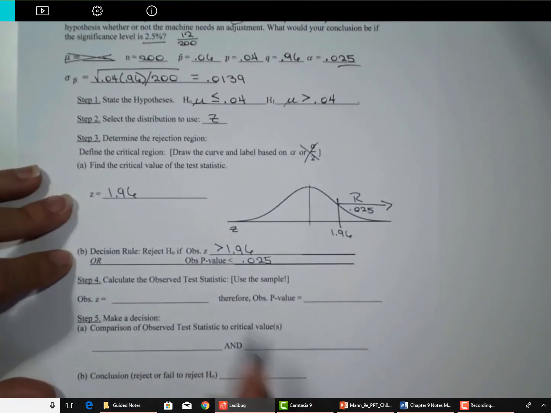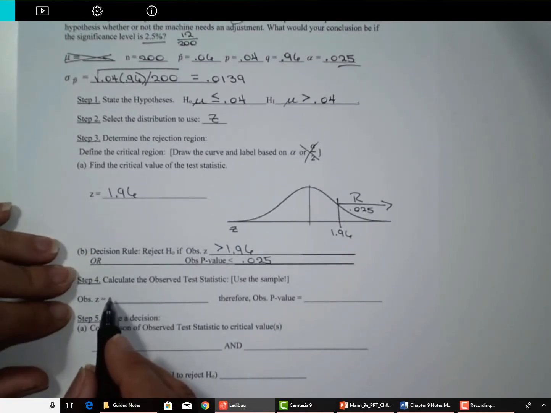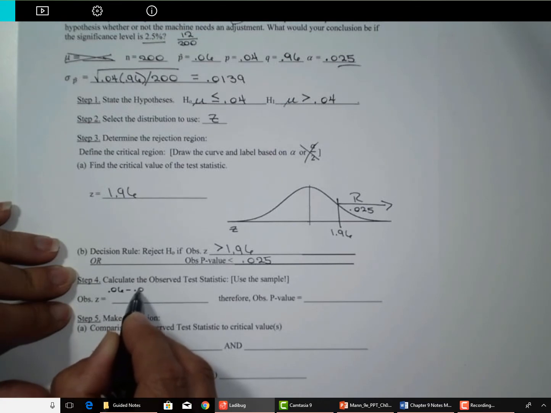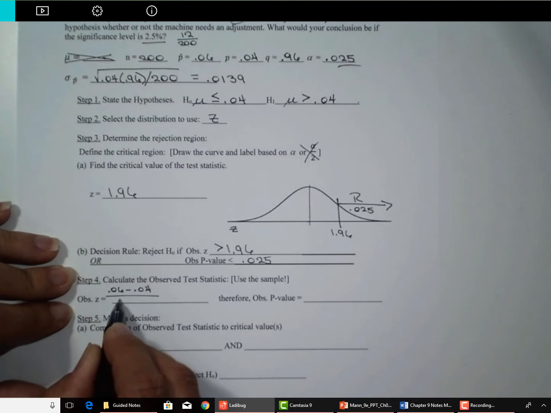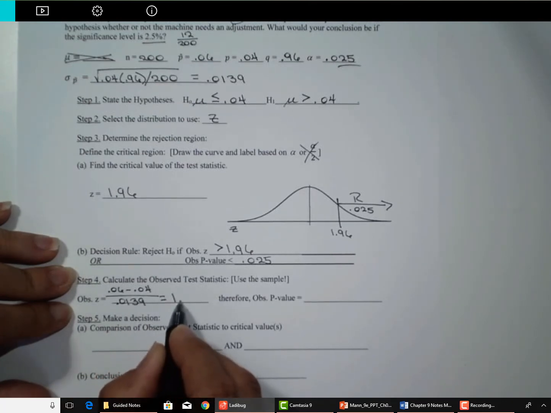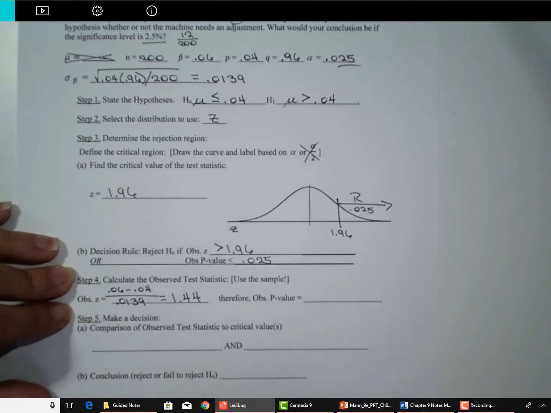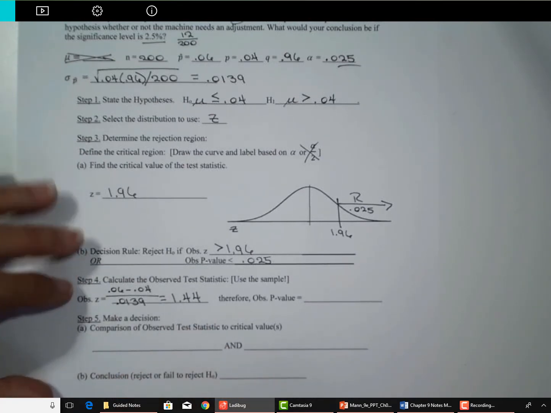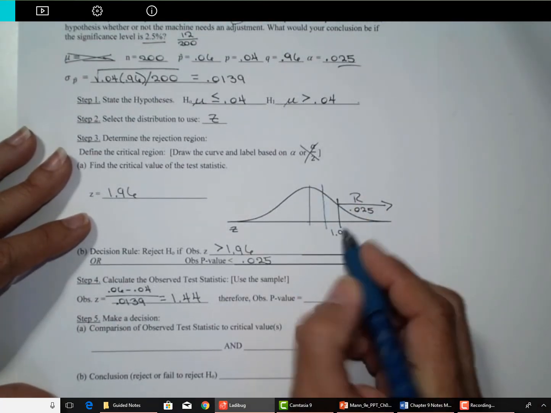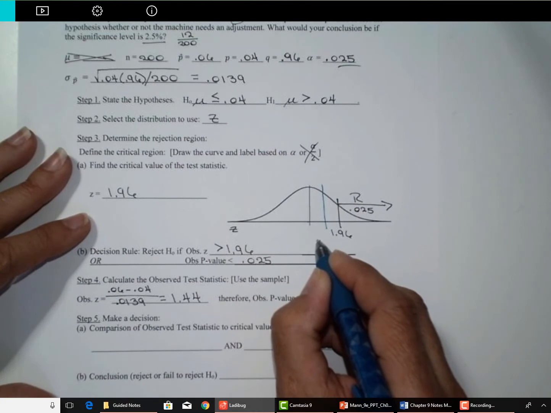Let's see what I have when I calculate my test statistic. My test statistic is calculated the same way. I had a sample proportion of 0.06. I'm going to subtract my population proportion, and I'm going to divide by the standard deviation that I calculated. And I end up with a z-value of 1.44. Now, 1.44, if I just look at this curve, looks like it's going to fall outside of the rejection region, doesn't it?